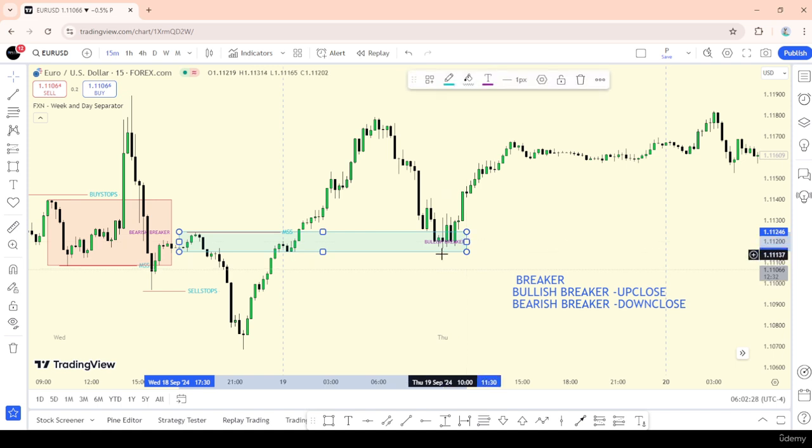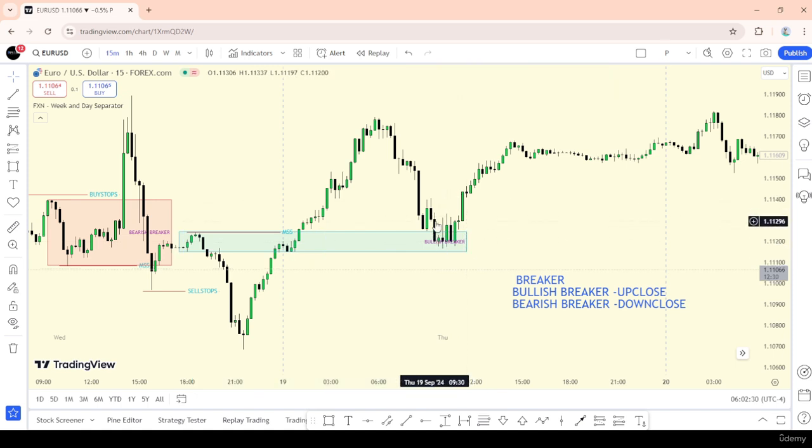And we can see that at a certain time in price, we came back and retested this area, and then the market went further to confirm a higher high. We ran back above this high. So that is the idea behind a breaker.